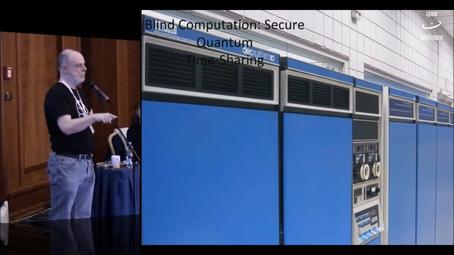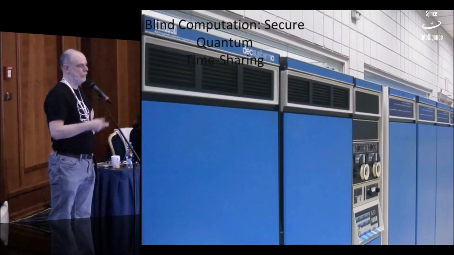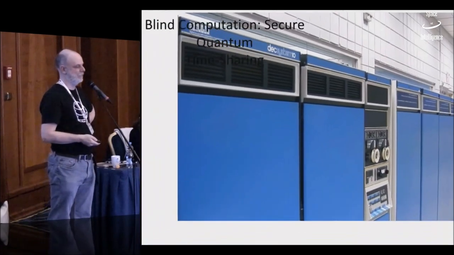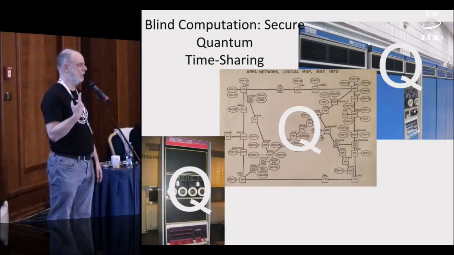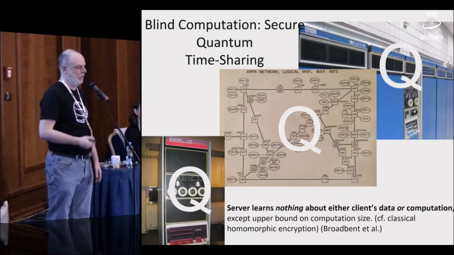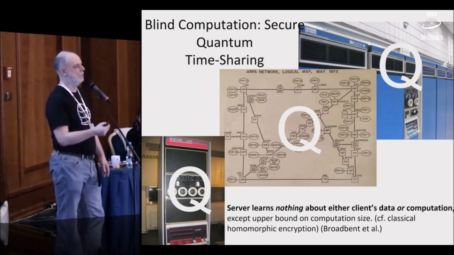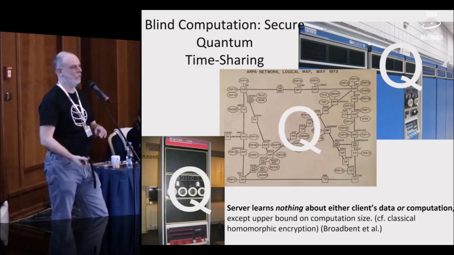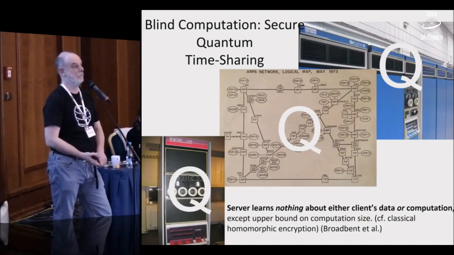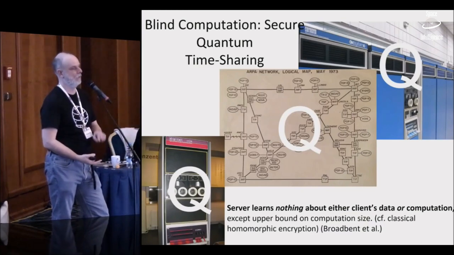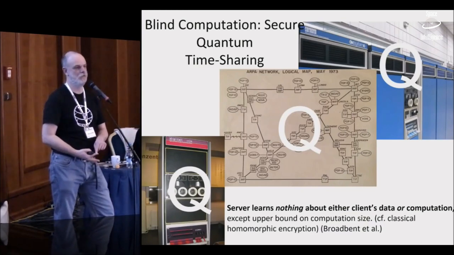Let's talk about distributed computing. There's a concept known as blind computation, which is secure quantum time sharing, give or take. What you get by being able to do this in a distributed fashion, using a quantum internet, is that blind computation allows us to execute a computation on the server in which the server learns nothing about the client's data, either the input or the output, nor even the computation, except some sort of upper bound on the size of the computation itself.